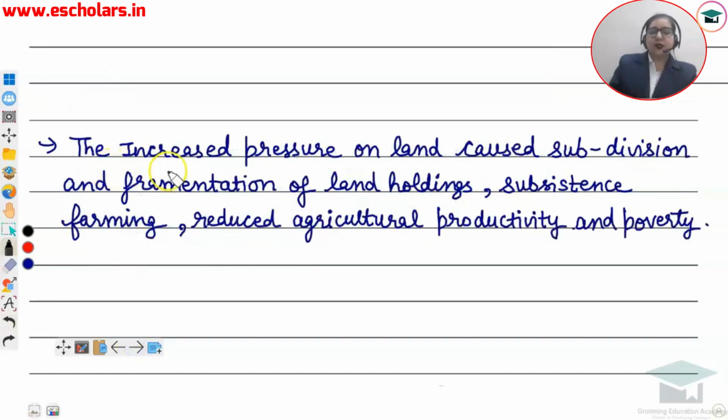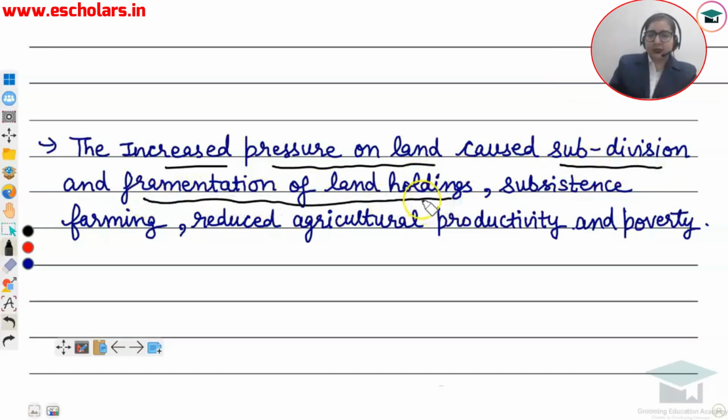Now students, since most of the people were now forced to move towards the agriculture sector, it increased the pressure on land. Since there was increased pressure on land, it caused the subdivision and fragmentation of land holdings. That is, division of land holdings into smaller pieces, and those pieces were scattered. This is called fragmentation of land holdings.